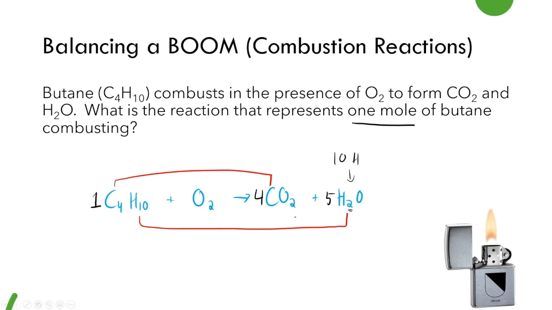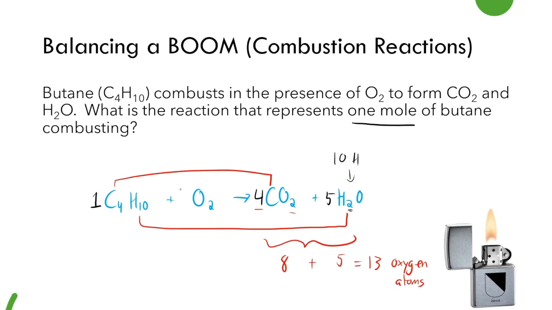This last step is the trickiest. I want to find the total number of oxygens on the product side. I have 8 oxygens based on the carbon dioxide. I multiply the number of molecules times the number of oxygens per molecule. So 4 times 2 is 8. And then I do the same with water. Here it would be 5 times 1. So the total amount of oxygen atoms on the right side is 13, which means I need 13 on the reactant side.